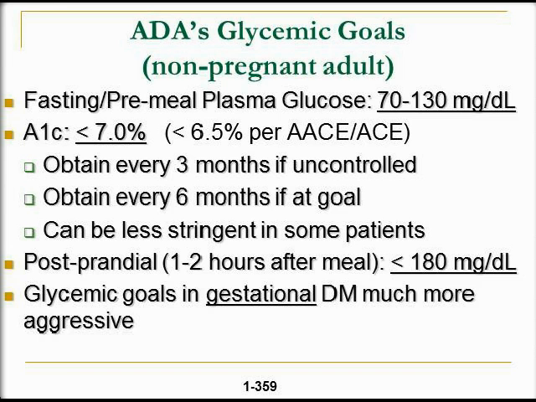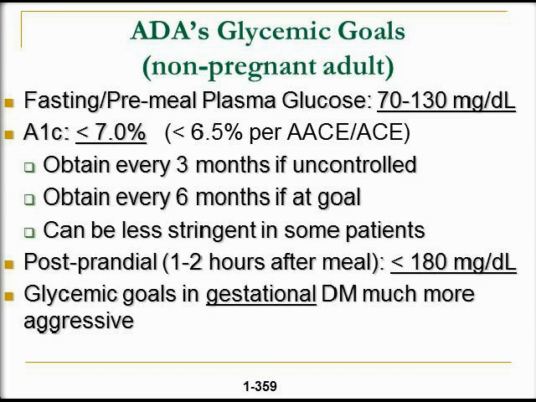You have a goal A1C in general of less than 7%. Now that's based on the ADA. Other organizations such as the American Association of Clinical Endocrinology suggest less than 6.5%. But it's also a moving target because now it's a little more about based on the patient.